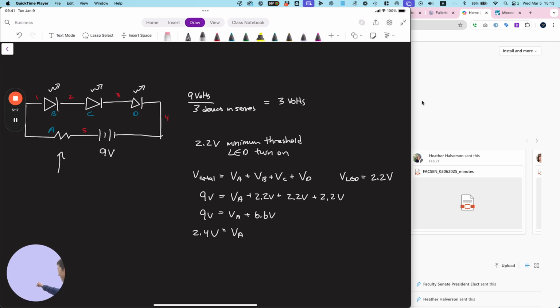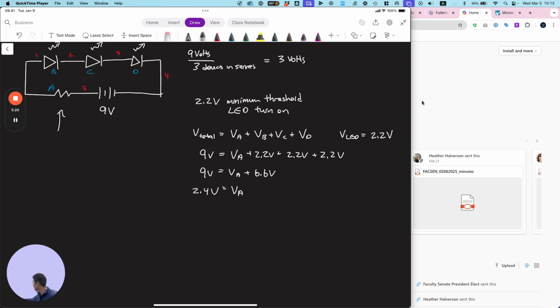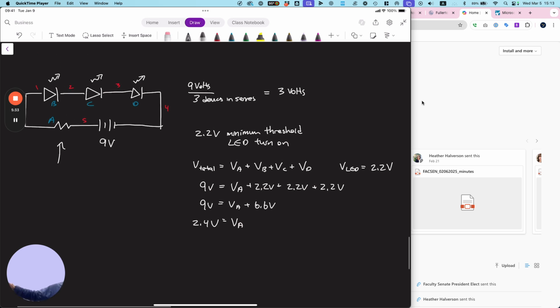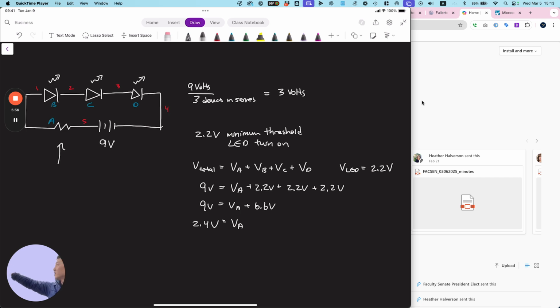Now current. Okay, current when an LED is on is 20 milliamps. What are the rules when it comes to series circuits? What's the current between points 1, 2, 2, 3, 3, 4, 4, 5? It's the same throughout. So if this is 20 milliamps, it's 20 milliamps across every single component. What is the law that I was showing earlier that relates voltage, current, and resistance?